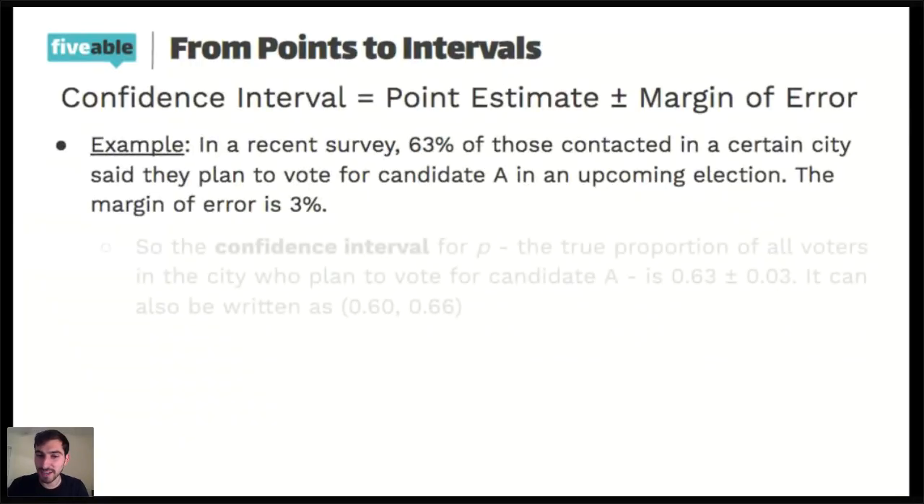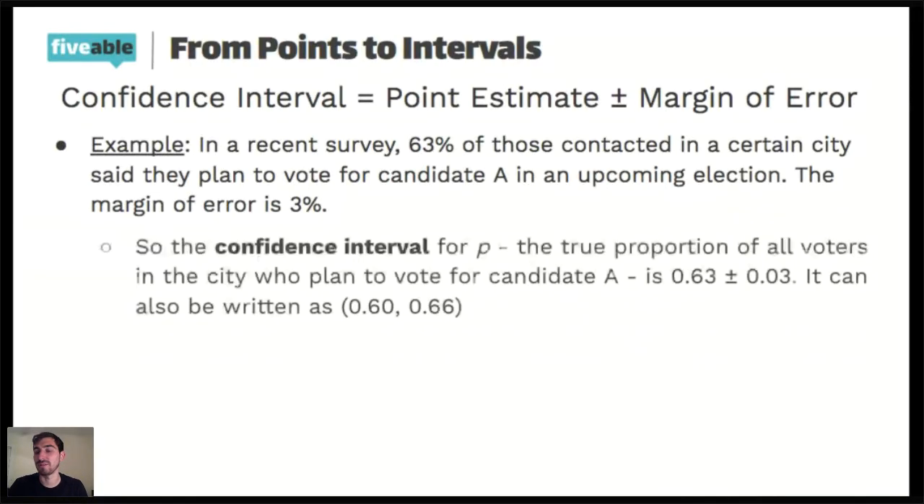The confidence interval is going to be 0.63 plus or minus 0.03. And you've probably seen it written like this in interval notation, where you've got the lower bound all the way to the upper bound. And that gives us our range of guesses for what we think will actually happen for the true proportion of all voters in the city who are similar to the ones in the sample that we took.